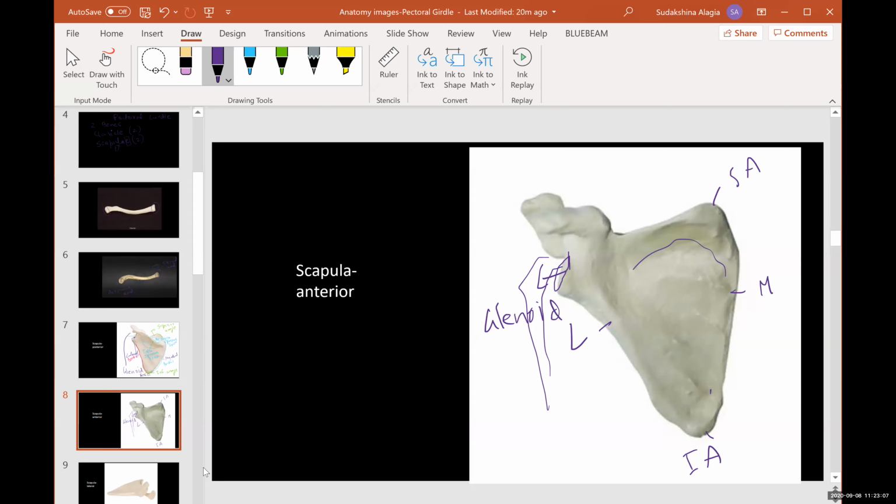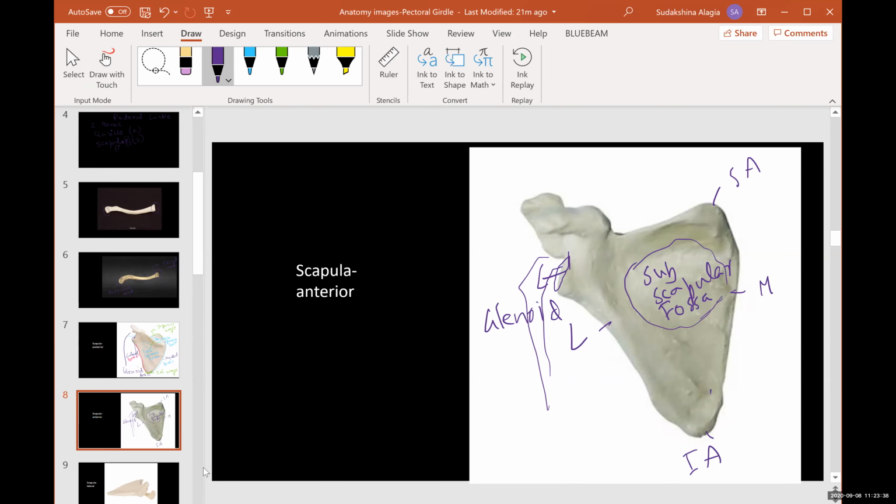And then here is this depression, this fossa. What do we call it? We refer to this as subscapular fossa. Subscapular because when the scapula is tilted, this is on the inferior aspect. If the scapula is tilted, it is on the inferior aspect, subscapular fossa.